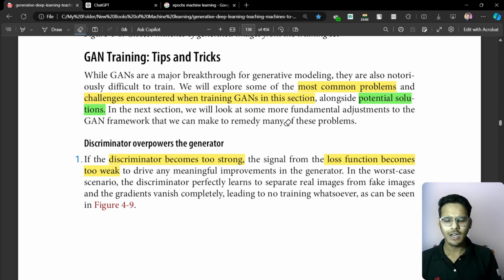There are two or three problems. If the discriminator becomes too strong, the loss function becomes too weak.